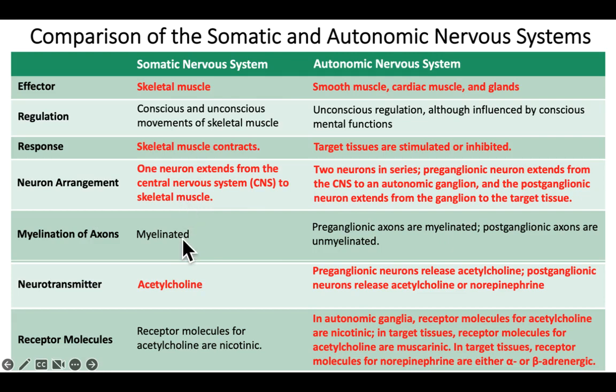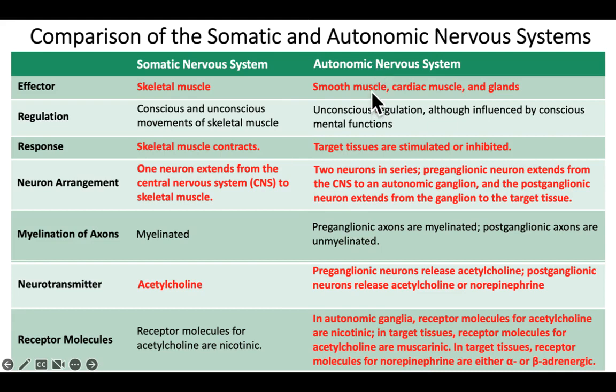The neurons are myelinated. That allows you to have very quick skeletal muscle contractions. The neurotransmitter is acetylcholine. And then the receptors on the skeletal muscle are classified as nicotinic receptors. We're going to classify receptors later in this PowerPoint, but acetylcholine receptors are divided into either nicotinic receptors or muscarinic receptors.